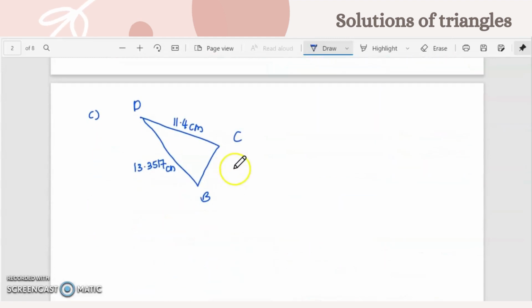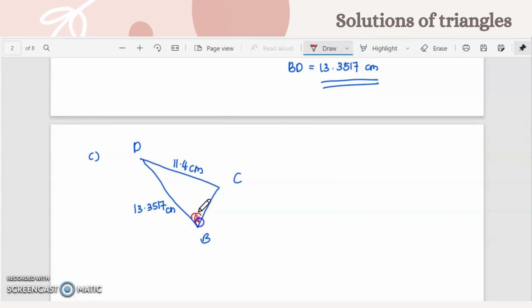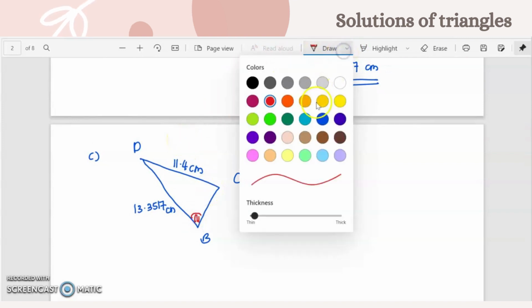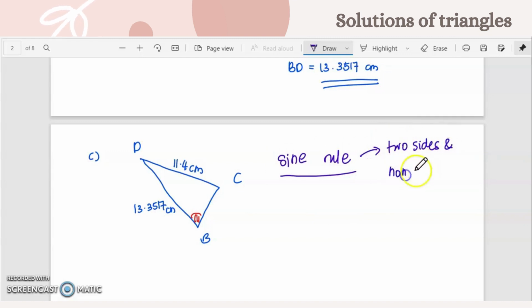Okay, so now we want to find the angle of DBC. DBC is located here. From this part, you can use either the sine rule or the cosine rule. But before we choose, we have to determine the given sides and angle. As we can see here, these are two sides and a non-included angle, so we can't use the cosine rule. Instead, we have to use the sine rule. The sine rule we can use for two sides and a non-included angle.